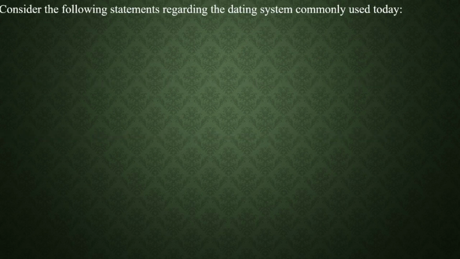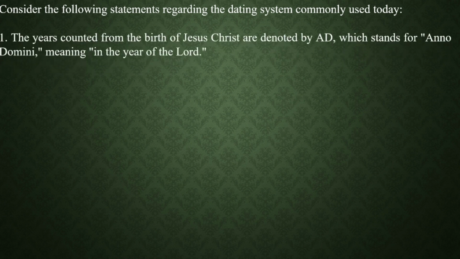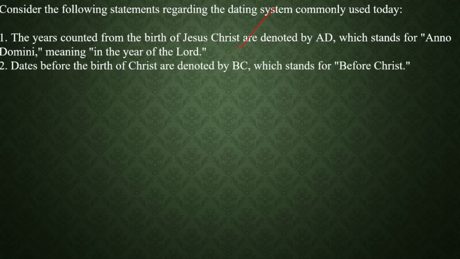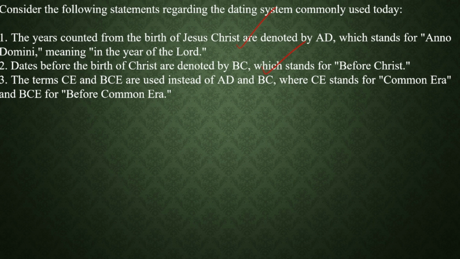Consider the following statements regarding the dating system commonly used today. Years counted from the birth of Jesus are denoted by AD, which stands for Anno Domini, meaning in the year of the Lord. This is a true statement, right? Dates before the birth of Christ were denoted by BC. Yeah, it is also true. Before Christ. The terms CE and BCE are used instead of AD and BC, where CE stands for Common Era and BCE stands for Before Common Era. Yeah, this is also a true statement.